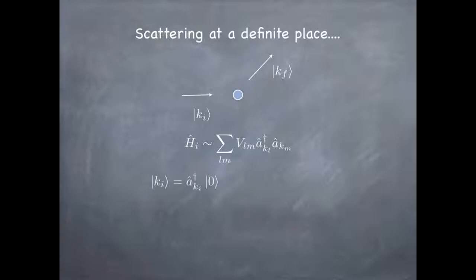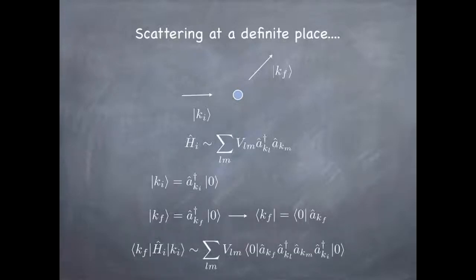Well, if I have a particle coming in with momentum k sub i, I can create that by applying a creation operator to the vacuum with momentum k sub i. And if I want to create a particle with momentum k sub f, again, I could do that with a creation operator. What that means is if I want to compute something like the amplitude of being in momentum k sub f after an interaction, starting with momentum k sub i, I end up with a sum that looks something like this.